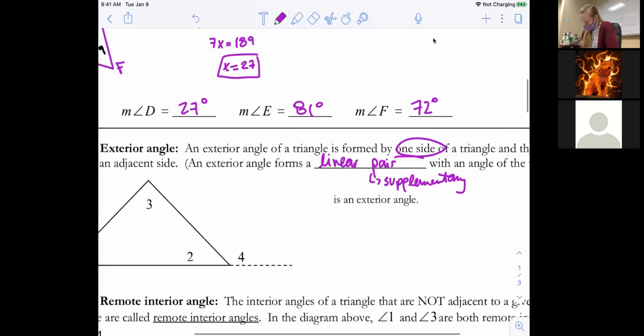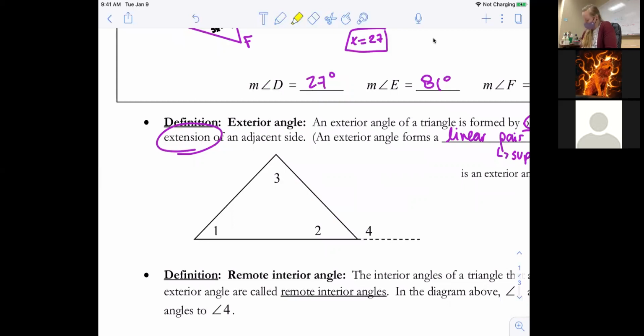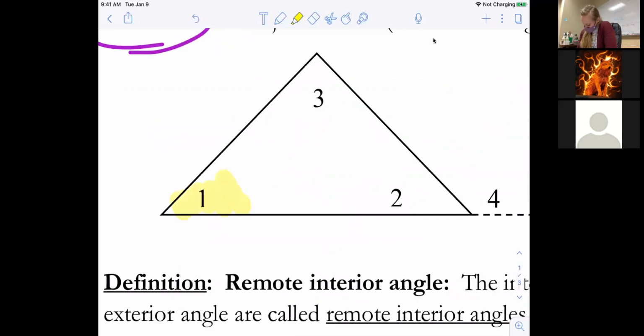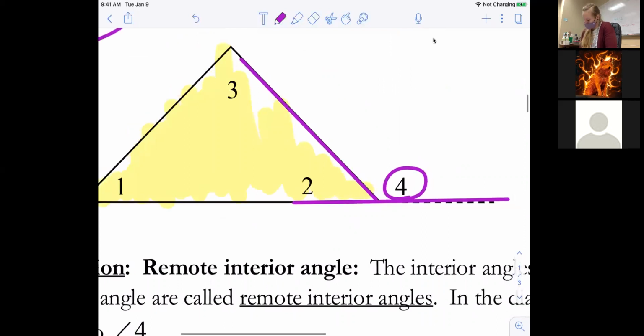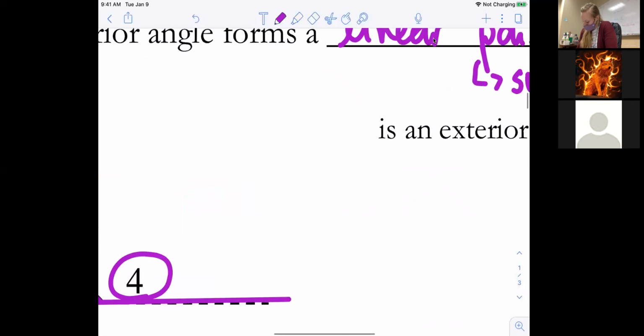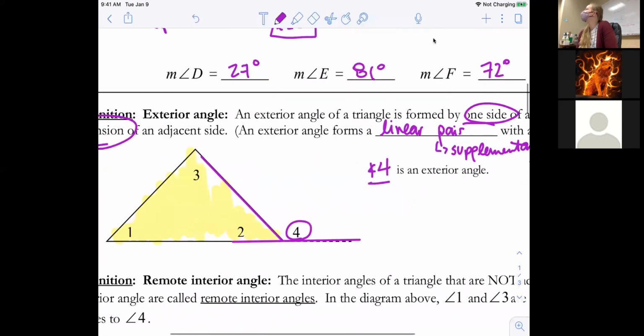So if I'm looking at this picture, everything that's inside the triangle are these things. It's all in yellow, yellow, yellow, yellow, yellow. And my exterior angle in this case is angle 4 because it's made with this side of the triangle. And then if I were to extend the bottom of the triangle out, that's how we made angle 4. So I'm going to write angle 4 is an exterior angle. It's a linear pair and then thus supplementary with angle 2.